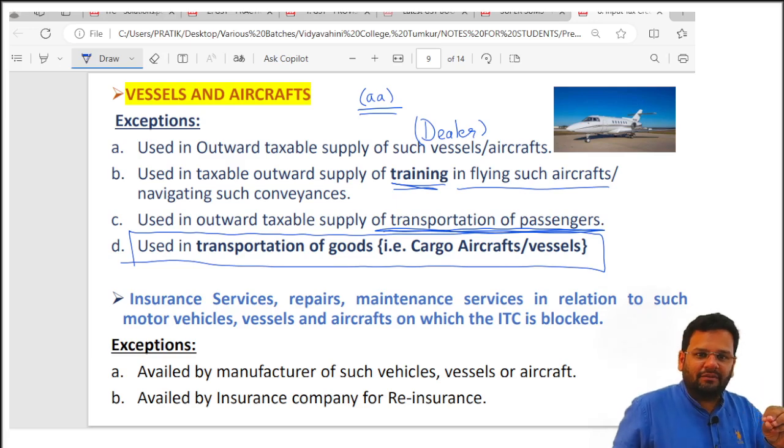So, the challenge will be in understanding exceptions. You cannot just say vehicles ITC is blocked, vessels aircraft ITC is blocked. No, understanding is required for exceptions.